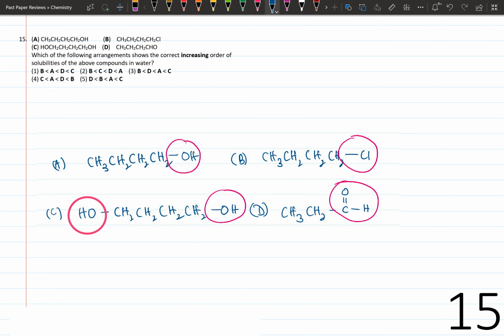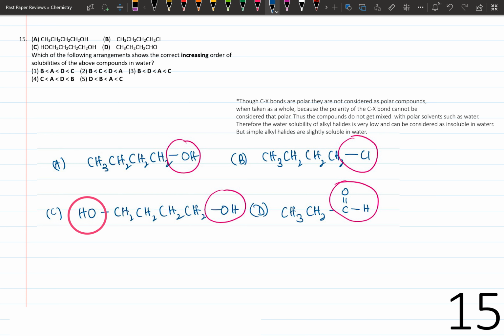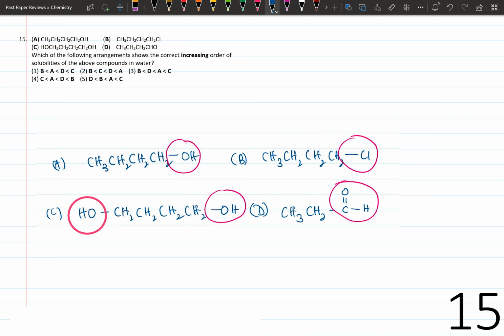Question number 15. Which of the following arrangements shows the correct increasing order of solubilities of the above compounds in water? Solutes which have molecular attractions similar to that of the solvent generally dissolve well. Compound A has a hydrogen bond. Compound B is a nonpolar alkyl halide. Compound C has 2 hydrogen bonds, and compound D is a polar compound.